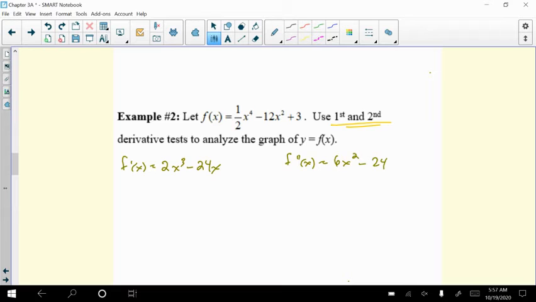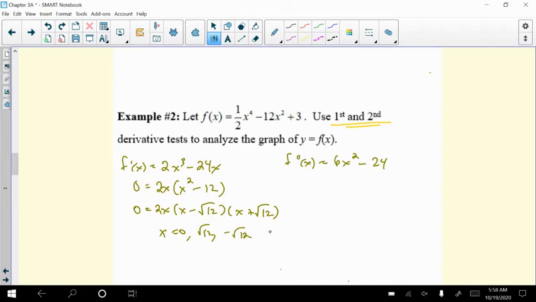So again, both of these functions are polynomial, so there are no undefined moments, but we should solve to see when the zeros are. So setting this equal to 0 and factoring by grouping, that gives me 2x times x squared minus 12, right? 2x cubed minus 24x. And then this is a difference of squares. Even though root 12 is not a perfect square, you can still factor it. x minus root 12 and x plus root 12. And so the zeros here would be 0, root 12, and negative root 12.